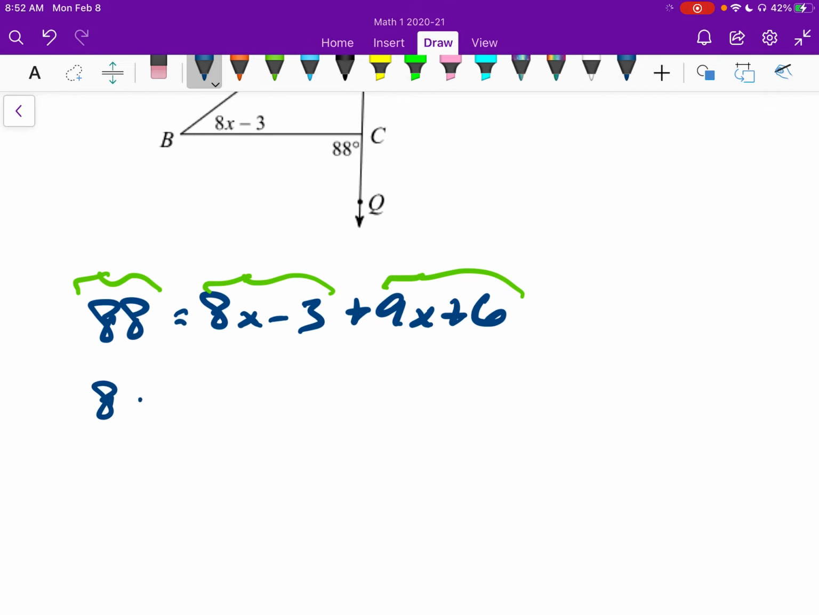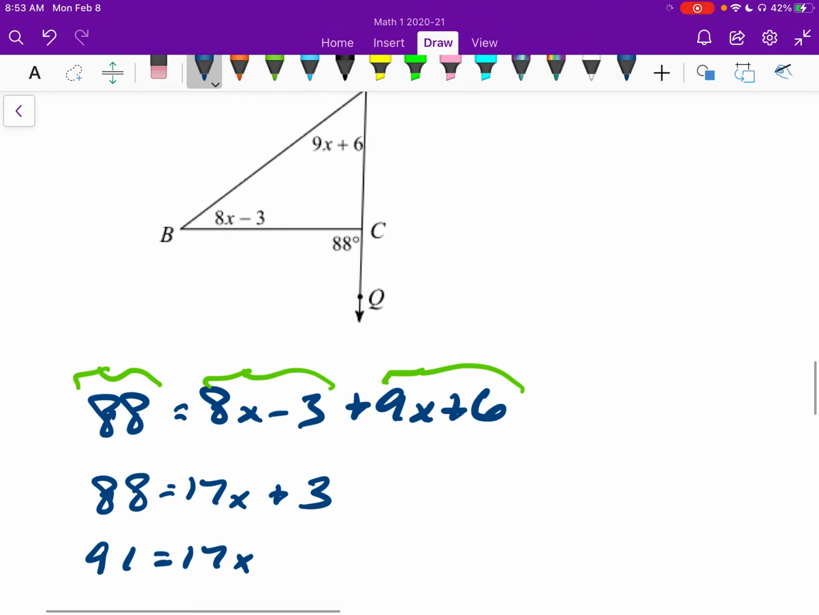So 88 is going to be, what's that, 17x plus 3. I'll add my 3 over and I'll get 91 is 17x. Then whenever I divide by 17, I get, oh, I got something wrong. Maybe I did something wrong. I got 5.35, but I don't think I'm supposed to get a decimal, so let's see what I did wrong.